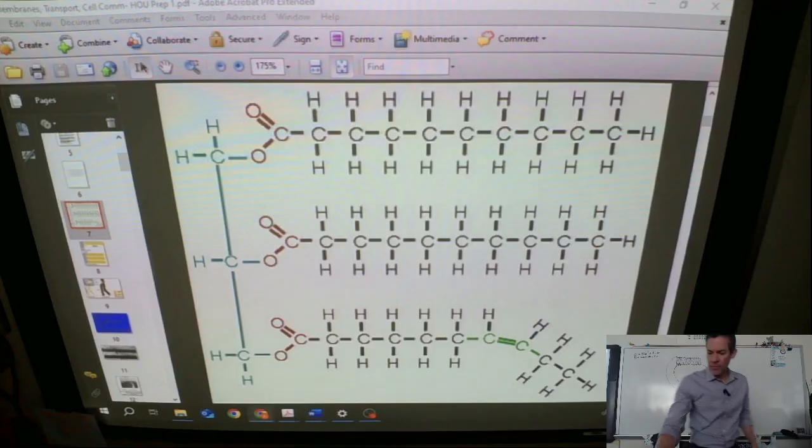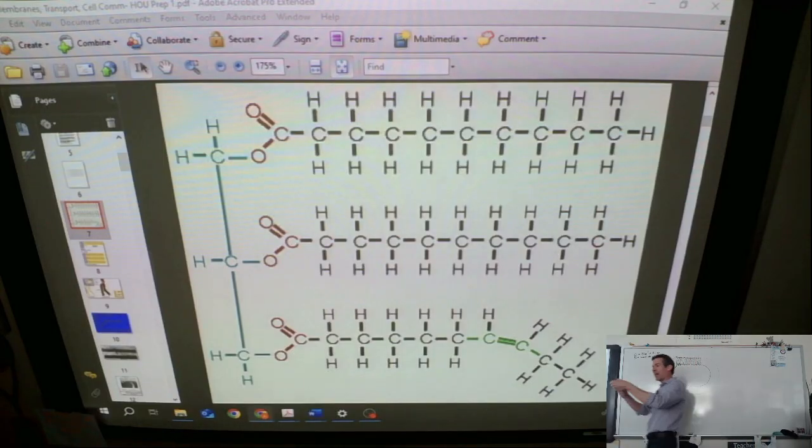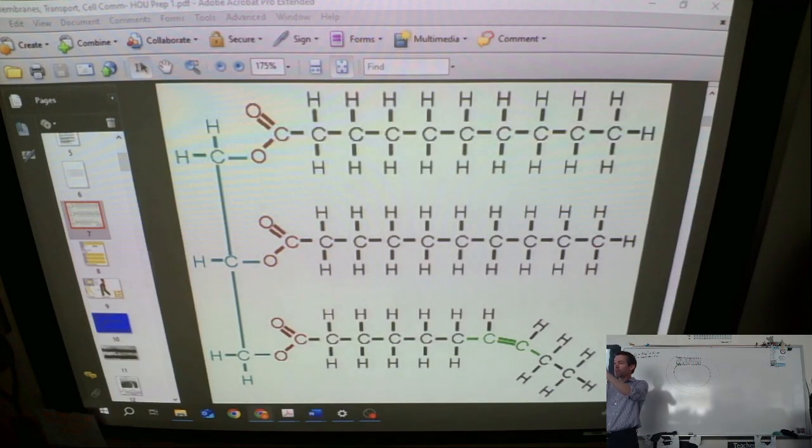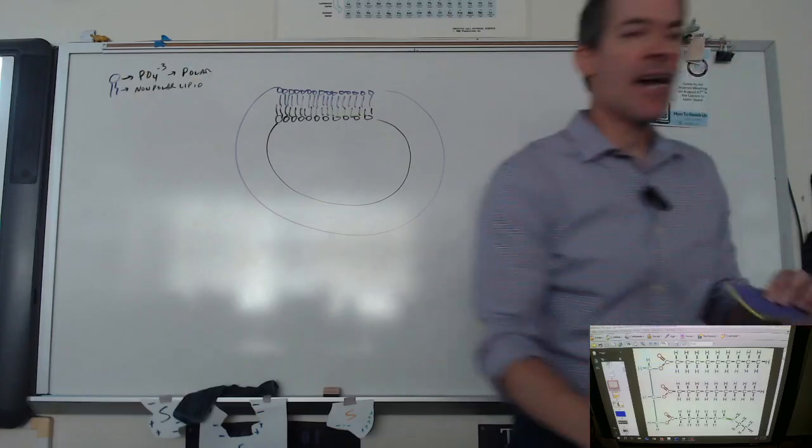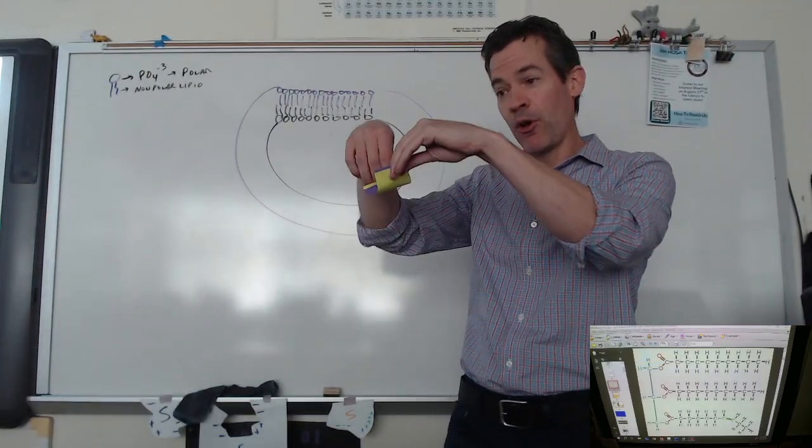Okay. Let's say that my phospholipid bilayer, kind of like we were saying last time, is floating on the surface of water. And then I go in and karate chop the water, and it folds up.